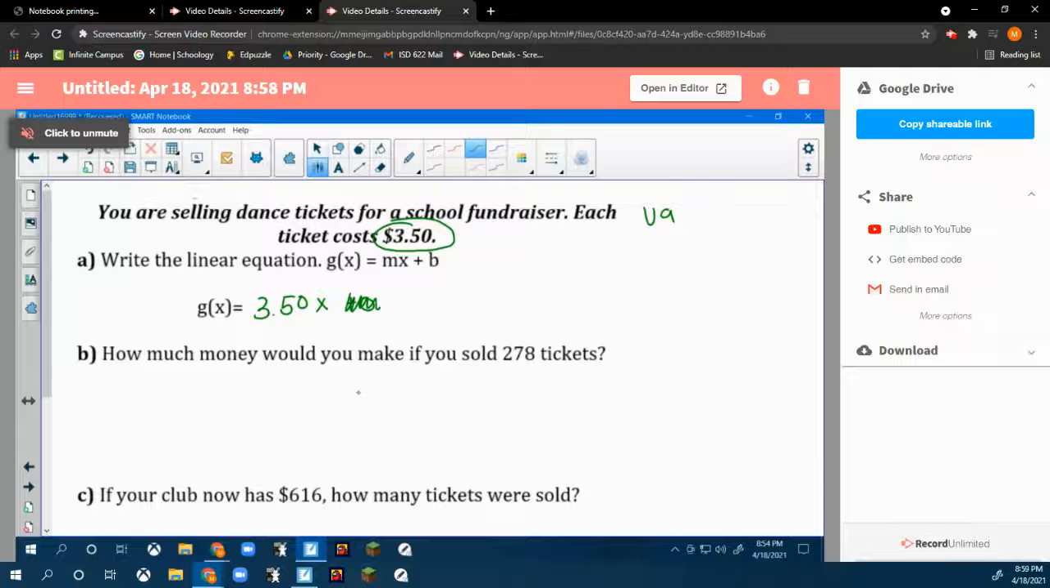Welcome back to Unit 9, Part 3. Unit 9, Part 3 is about finding out what happens to the output when we change the input.